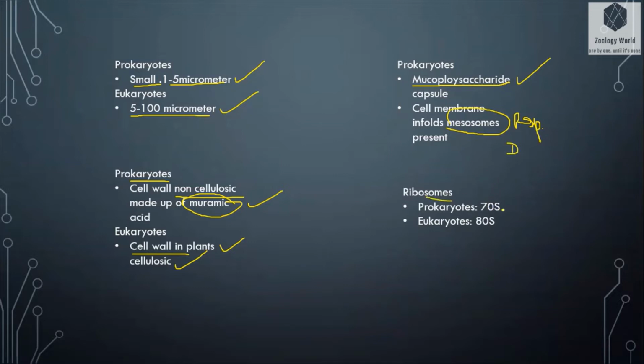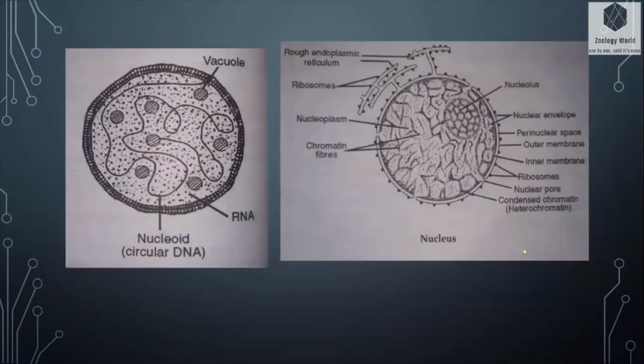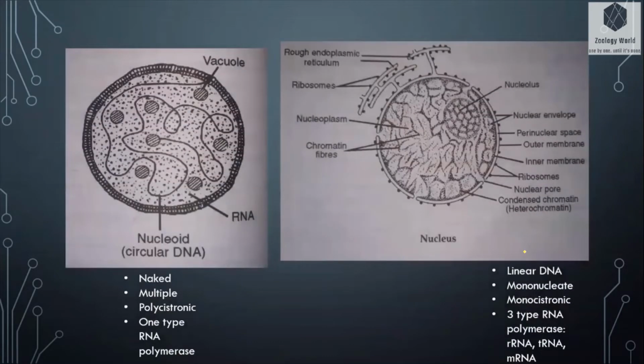Ribosomes are found in both the prokaryotic and eukaryotic cell, but the difference between the two is their composition. In prokaryotes it is 70S ribosomes, which has subunits 50S plus 30S, and in eukaryotes it is 80S, which has subunits 60S and 40S.